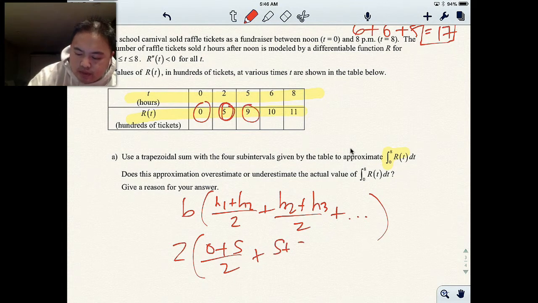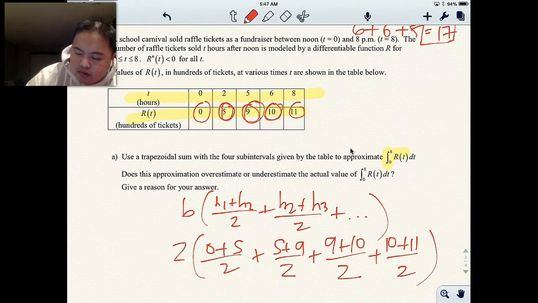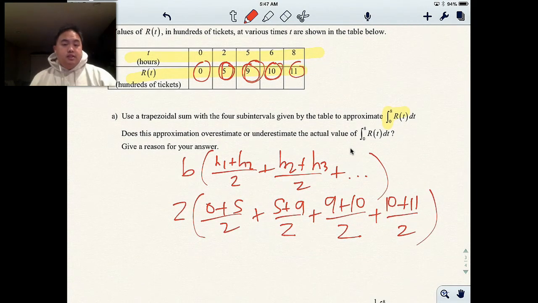So 5 plus 9 over 2. Height 3 plus height 4, 9 plus 10 over 2. And last one, 10 and 11 all over 2. You may notice because the base is 2, all of the denominators will cancel when I distribute, which is very nice since I have a base of 2.